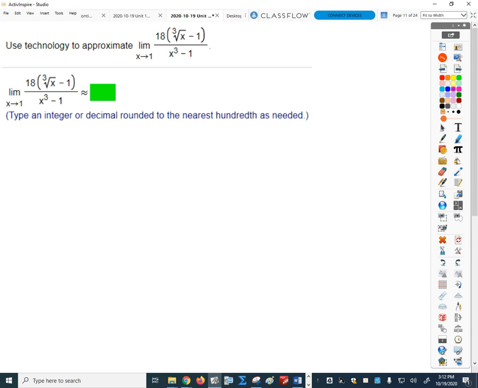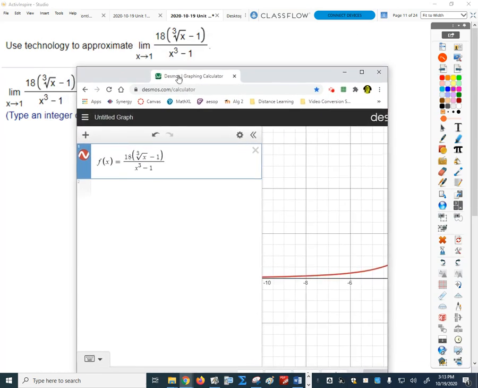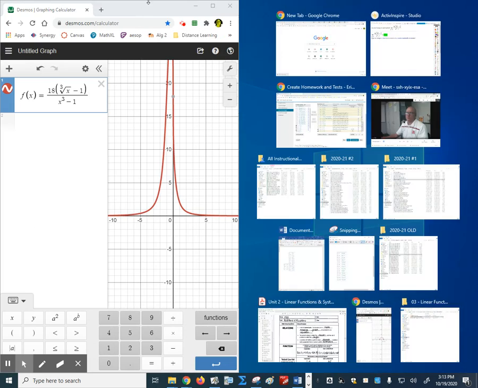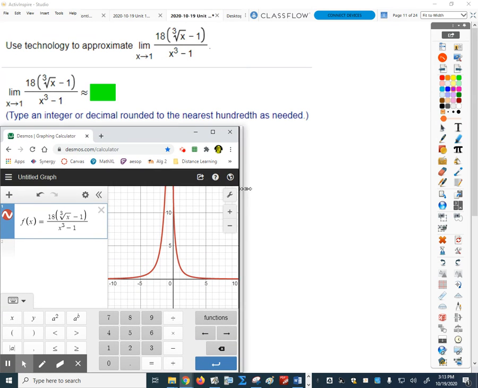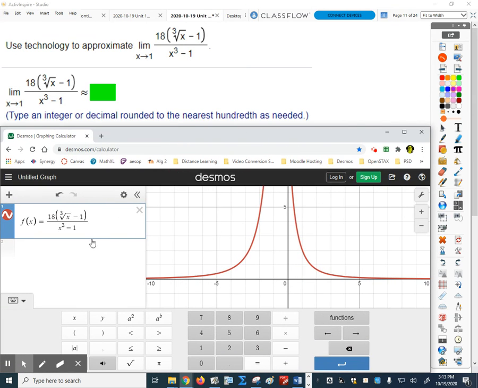Okay, what about this? Use technology to approximate this limit. Well, we can do this a number of ways. We need it to 2 places. So we could do this in Desmos, theoretically, if it's got enough accuracy, and I guess we'll see. So first of all, let's put the function in. Well, there it is. There's our function.